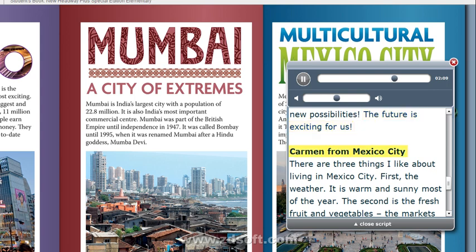Carmen from Mexico City. There are 3 things I like about living in Mexico City. First, the weather. It is warm and sunny most of the year. The second is the fresh fruit and vegetables.